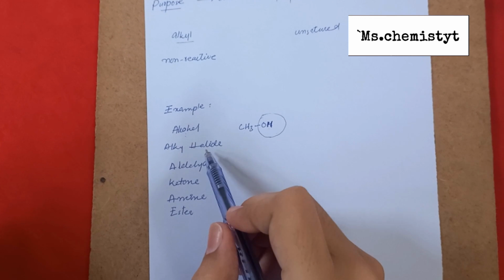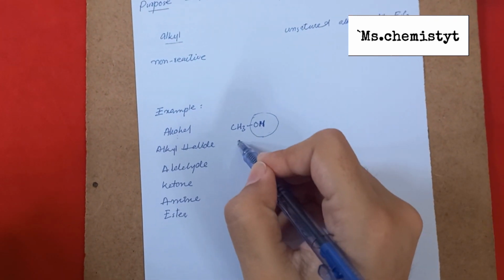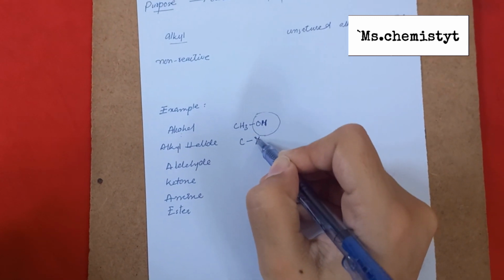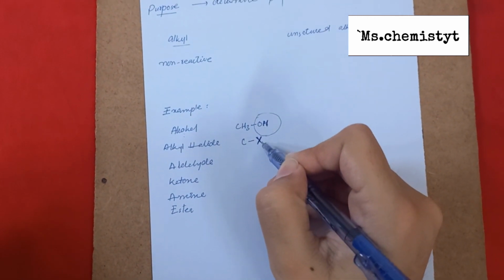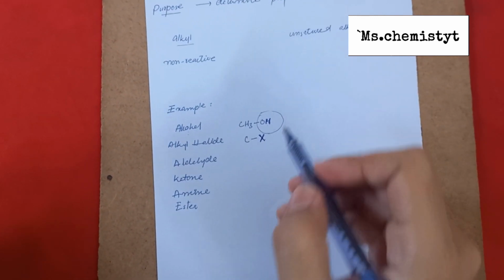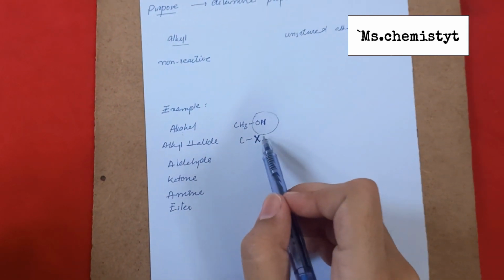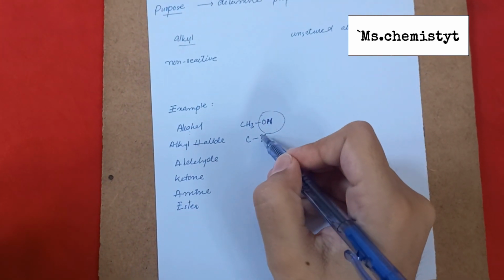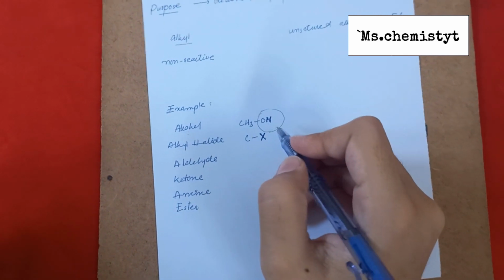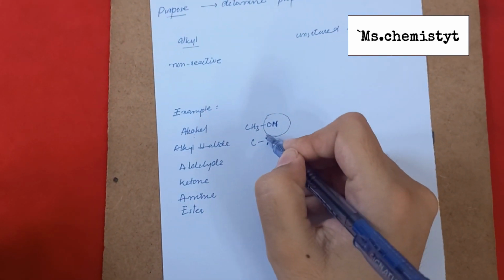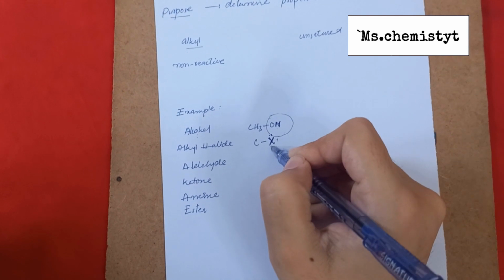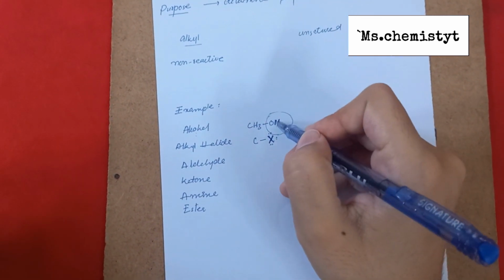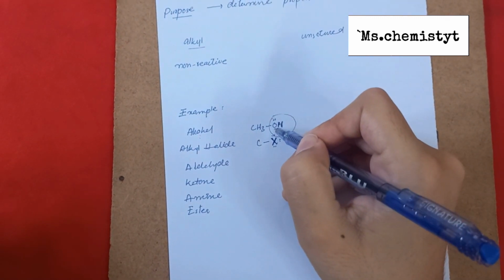If we write the alkyl halide, the formula for the alkyl halide will be C-X. X shows the halogen atom. Whenever the halogen atom attaches to the carbon, they are called alkyl halides, and this halogen atom has 3 lone pairs, and also here in this alcohol group the oxygen possesses 2 lone pairs.